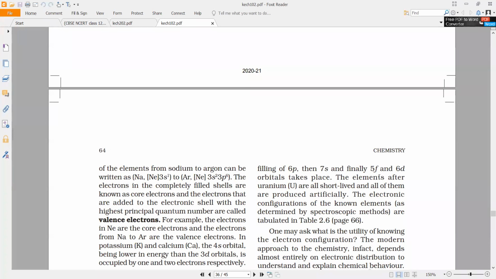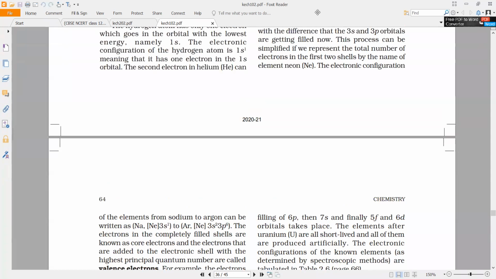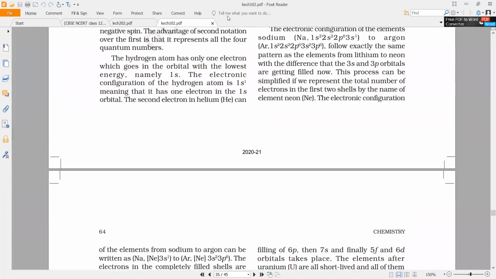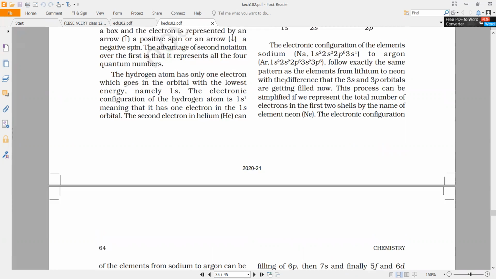Can you see the screen? Yes, sir. Okay, look here. Can you see that the electronic configuration of element sodium is 1s2 2s2 2p6 3s1, okay, till argon it is, argon is 1s2 2s2 2p6 3s2 3p6, follow exactly the same pattern as the element from ethane to ethane. This process can be simplified if we represent the total number of electrons in the first two shells by the name of element neon. This is what we are doing now. We are representing the electronic configuration by noble gas, correct?